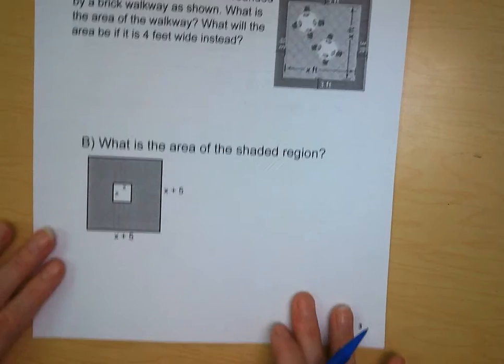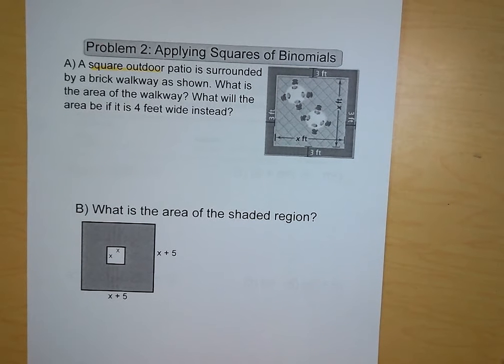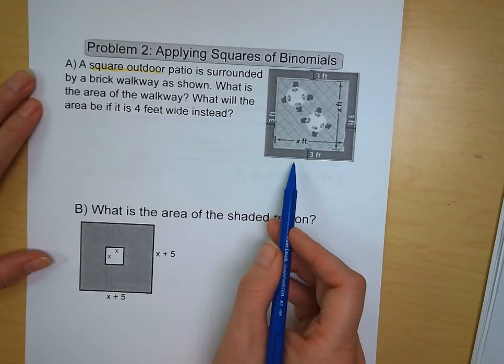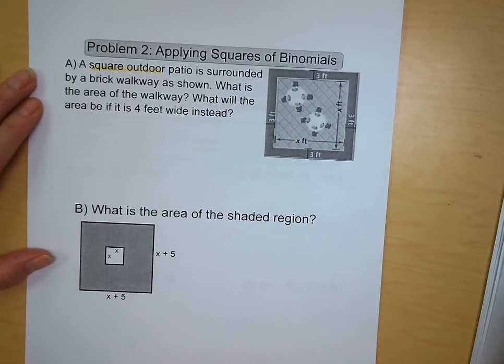All right, problem 2 is going to be the application of squaring binomials. So our first example, we have a square outdoor patio that is surrounded by a brick walkway, and we want to know what is the area of the walkway. And then our second part of the question is, what is the area going to be if it is 4 feet wide instead of 3 feet wide?